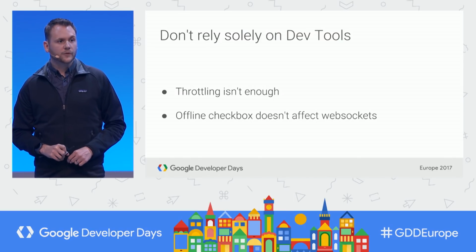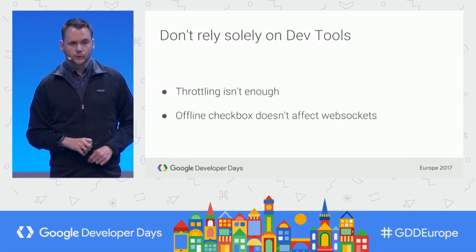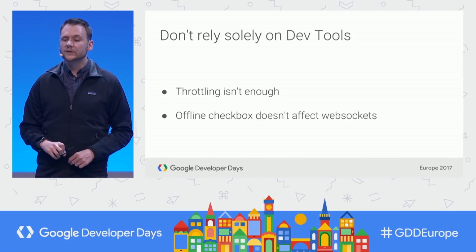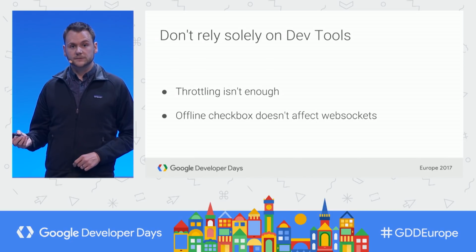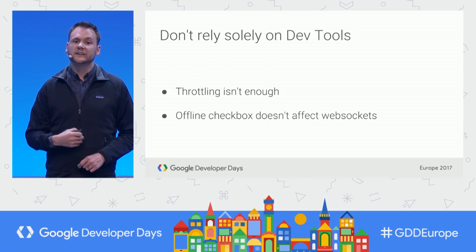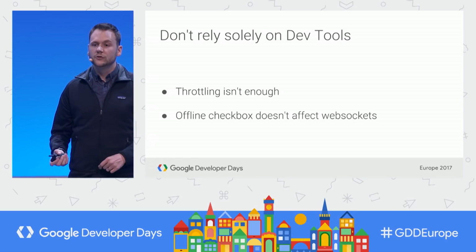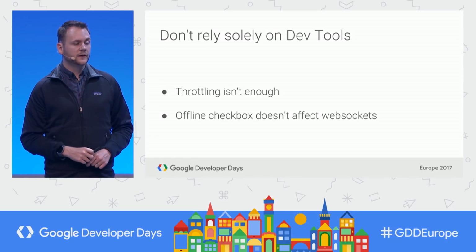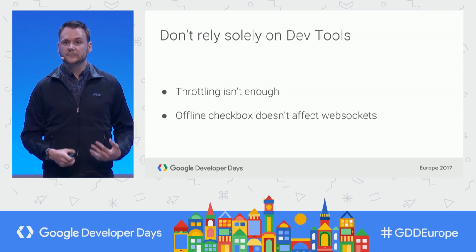It's also important to note that as of today, I believe this is still true, the offline checkbox does not actually affect WebSockets. And so if you're building an application with Firebase, for example, where you're pulling down data via those WebSockets, hitting the offline button will not allow you to test your service worker with that data, because all the data will actually come back when you might expect it not to.